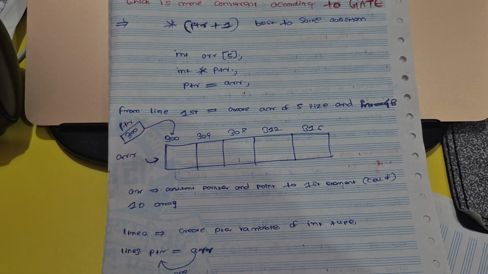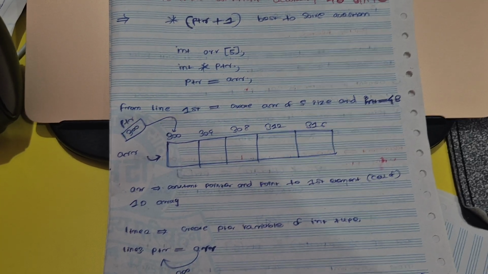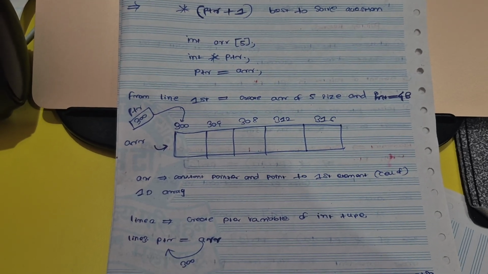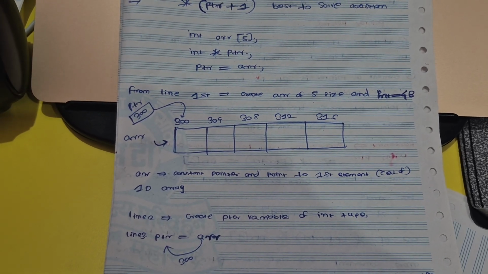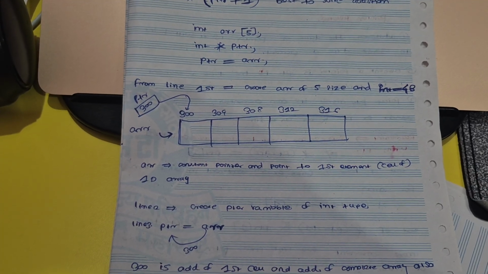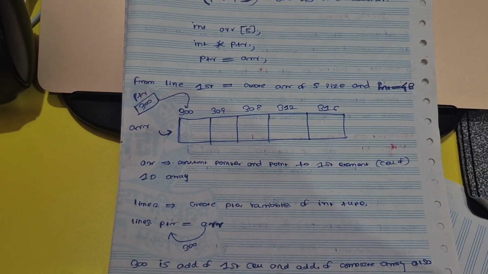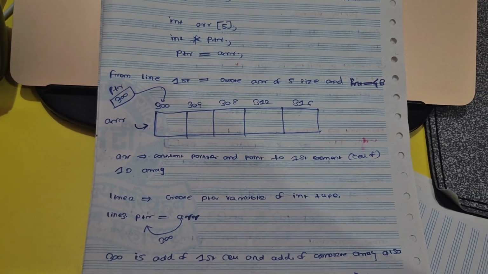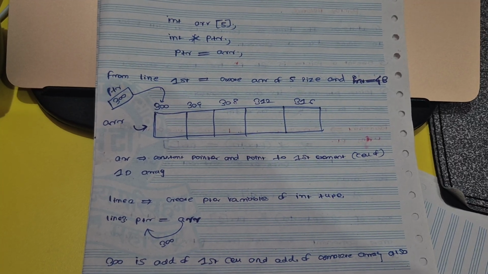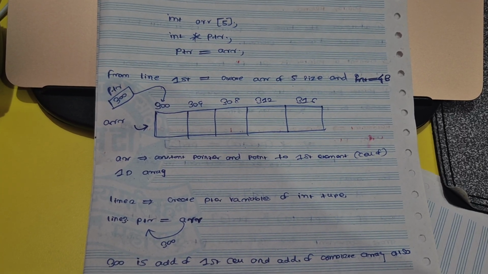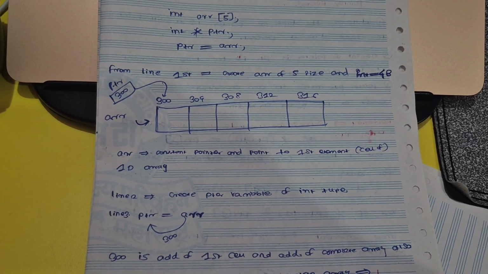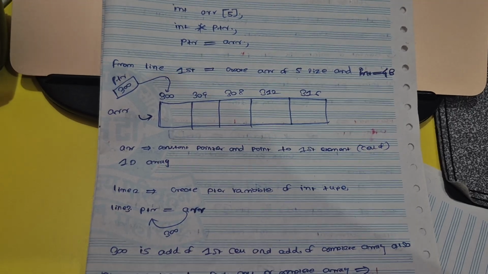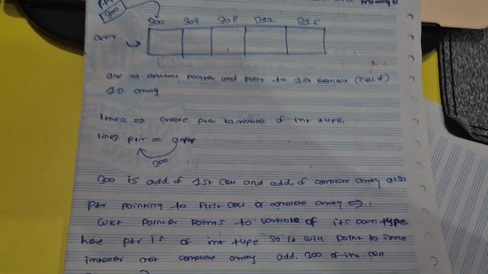You can see from the first line, create an array of size 5 of int, and consider int to be 4 bytes, so the addresses would increase from 300 to 304, 308, 312 and 316. We know the array is a constant pointer, pointing to the first element cell of the 1D array. Line 2 creates a pointer variable of int type. Line 3 takes the starting address from the array into the pointer variable, so 300 is in the pointer, and the pointer is now pointing to the first element.